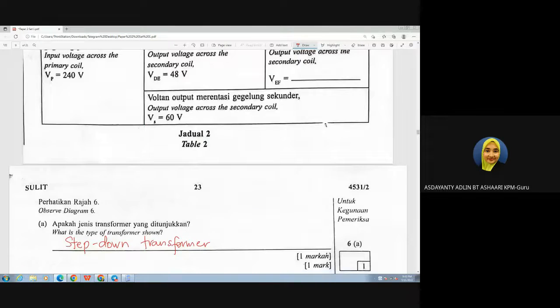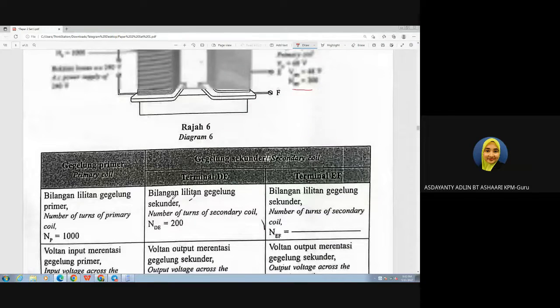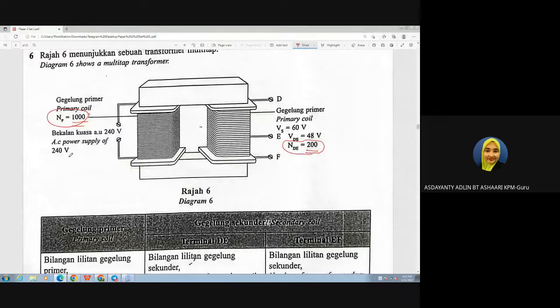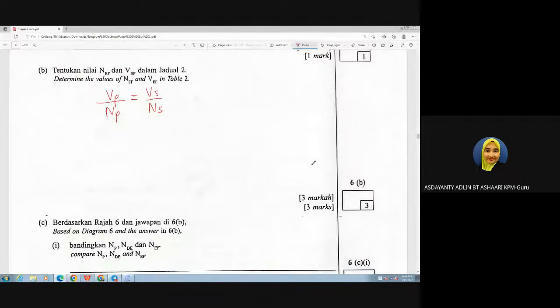So what is the Vp? Vp, primary, 240. This is Vp 240. Vs 60. Np 1000. Okay, so what does it ask for? It asks for Ns and Vs.